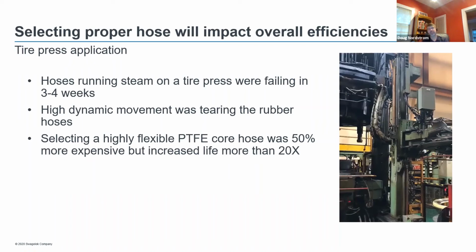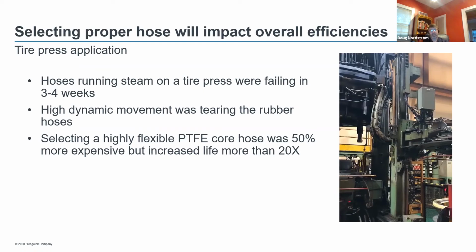Some examples are, this is a tire press, and the particular hose you see in the picture that's U-shaped goes through about a 6-foot vertical motion, and that was damaging the hose, and it was failing in about a month. We were able to go in and select a hose with a better braid package, better suited for this steam media that was 200 degrees Celsius, about 400 degrees Fahrenheit. And we now have this hose in service for over 30 months.